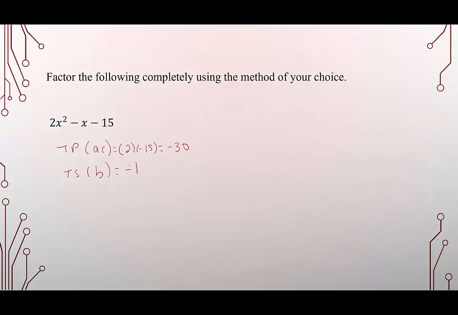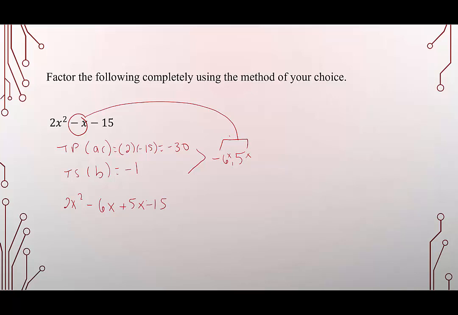Can we think of two numbers that multiply to negative 30 and add to negative 1? I think so. I think we did something very similar to this last time. It would be, in this case, negative 6 and positive 5, right? They multiply to negative 30, they add up to negative 1. I'm going to expand the middle, so I'm replacing minus x with these coefficients, negative 6x and 5x. So 2x squared minus 6x plus 5x minus 15.